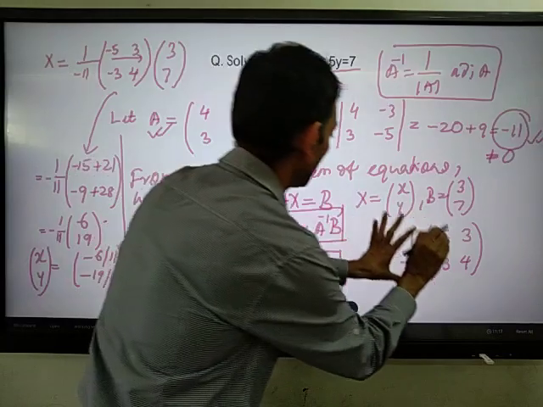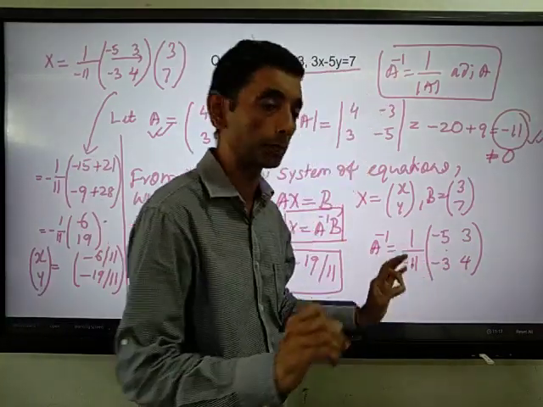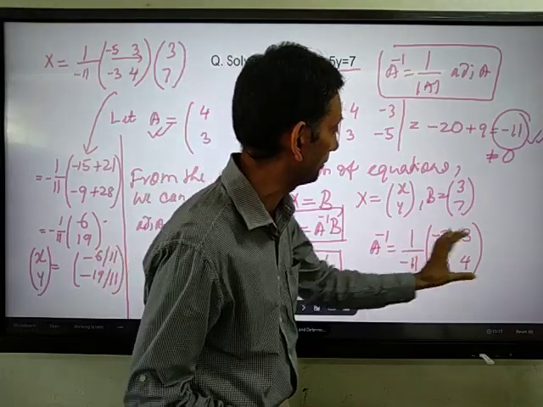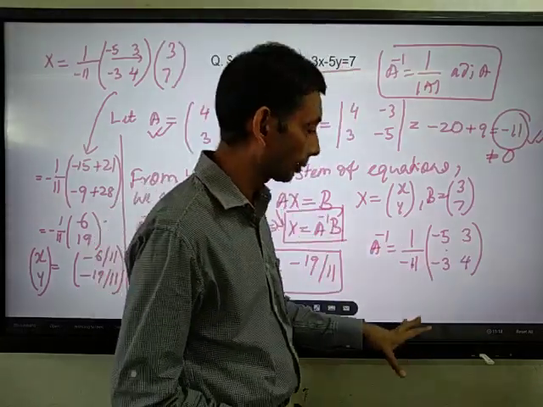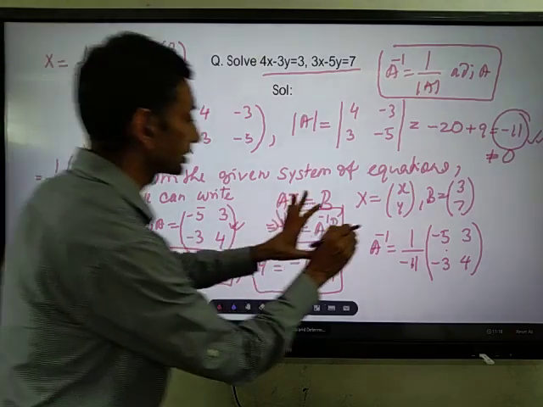Now, since you got A inverse, please don't multiply this. These are the elements you don't need to multiply. That means don't insert 1 by minus 11 into the matrix. Why? Because unnecessarily the calculation will be difficult. So leave it as it is.